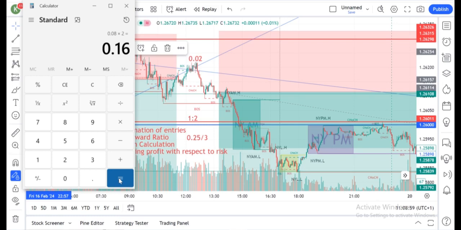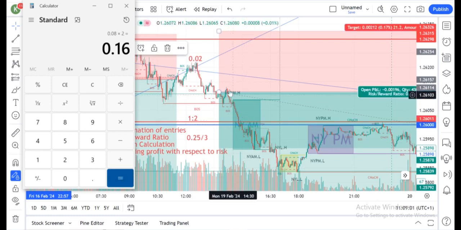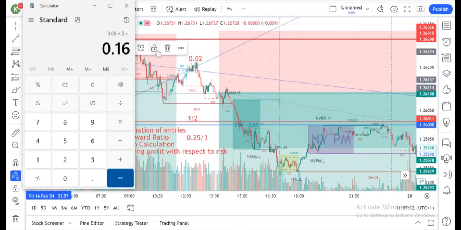So when you look very well, you see that in that case my risk has been reduced, my reward is more, and the trade is going in my direction because there was a confirmation.